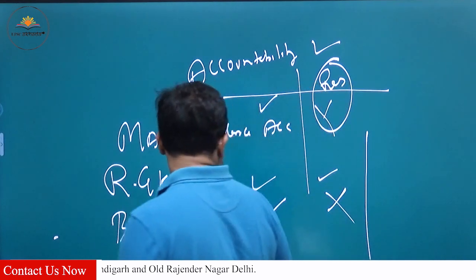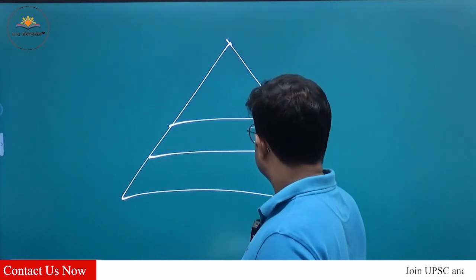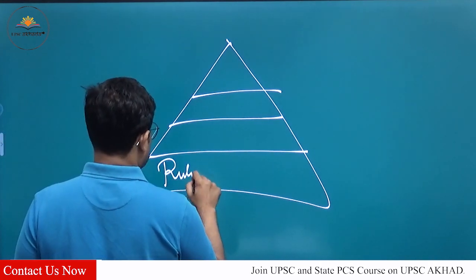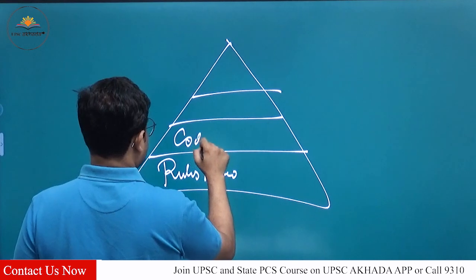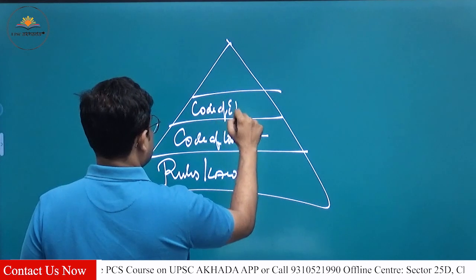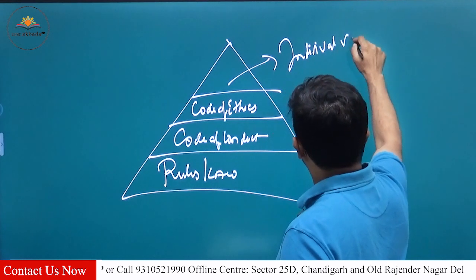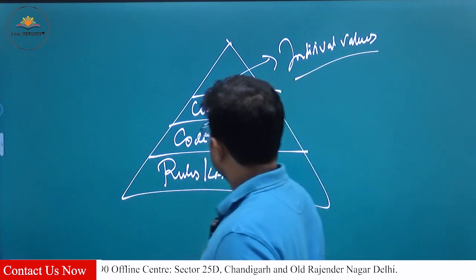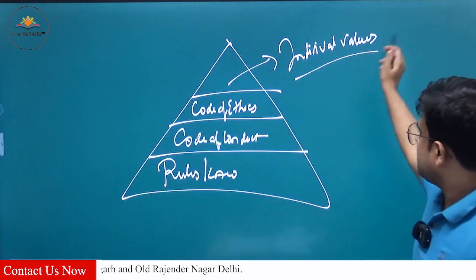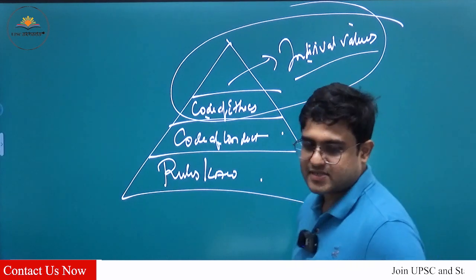Generally, the relationship is given as rules, laws, code of conduct, code of ethics, and here individual values. Here you can put conscience or character, but code of ethics also incorporates this, though it is represented this way also. At the top, this should be the guiding factor: code of ethics, individual values, code of conduct, rules and laws, etc.